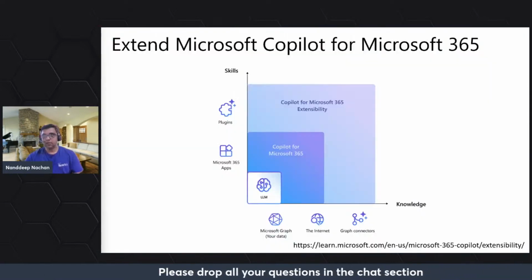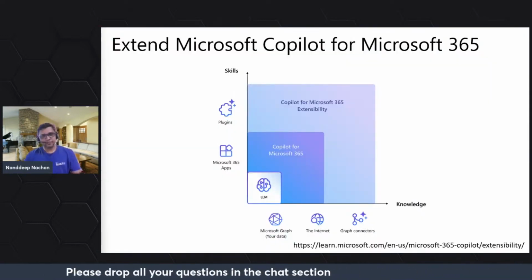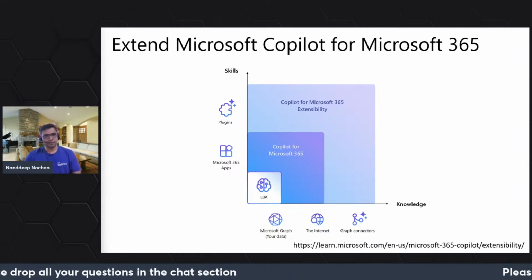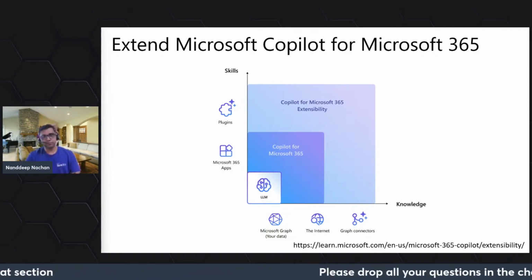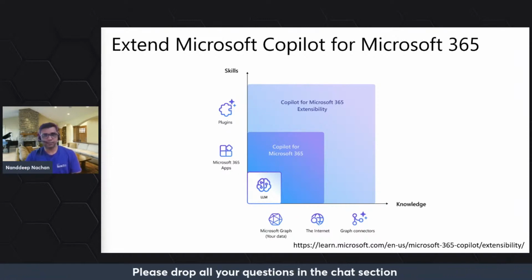All right. So now we have a basic understanding of the Microsoft Copilot and its architecture. But now, let's say for example, if you want to go beyond that and extend Microsoft Copilot, then what are the possibilities that we have got?